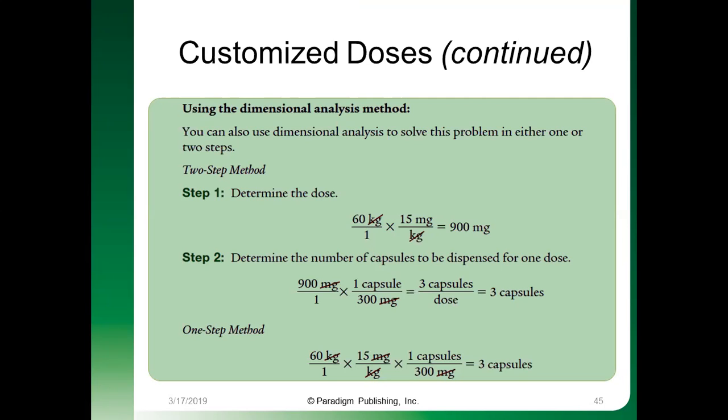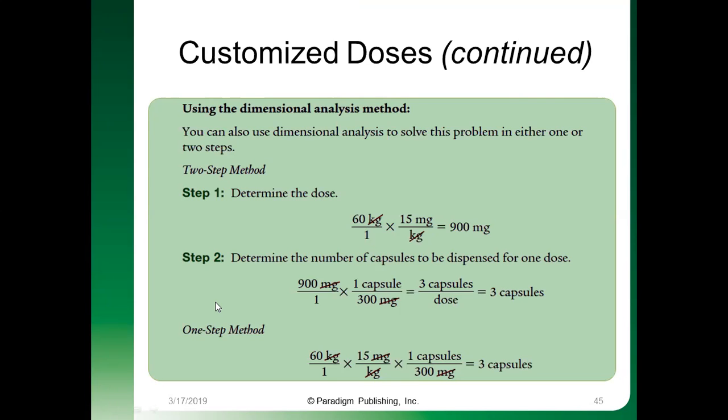One-step method. If we just wanted to know the number of capsules, we can do this problem in one step. We just have to make sure to cancel our units. So 60 kg over 1 times 15 milligrams over kg. That'll cancel our kgs. And then the next step is 1 capsule over 300 milligrams. That way our milligrams cancel and we're left with capsules. So 60 times 15 times 1 divided by 1 divided by 300 is equal to 3 capsules.